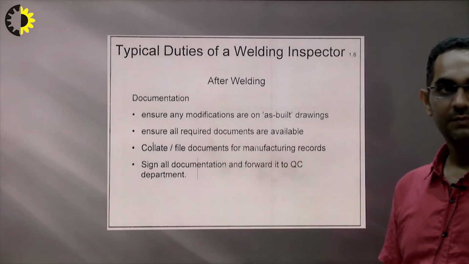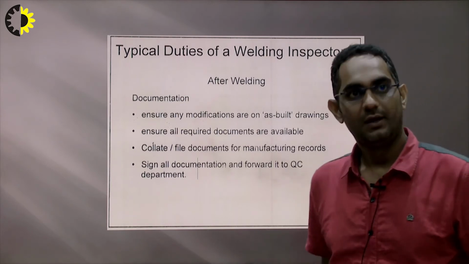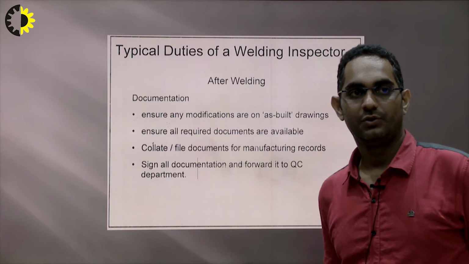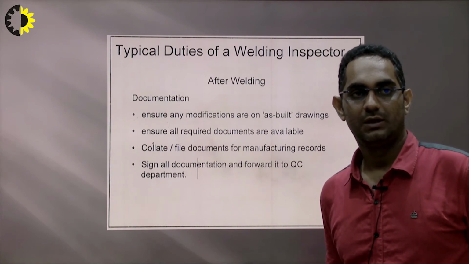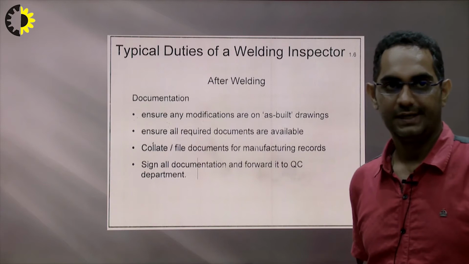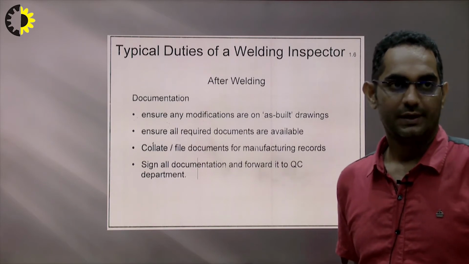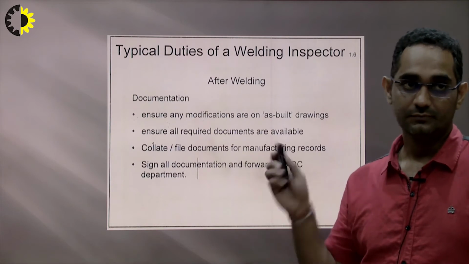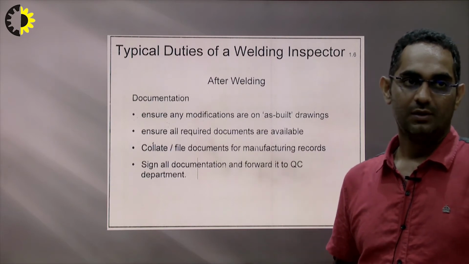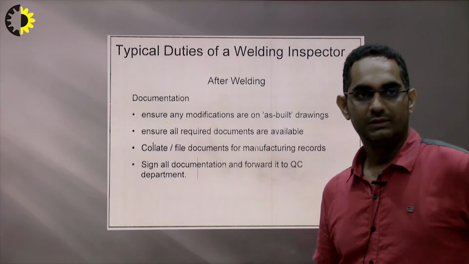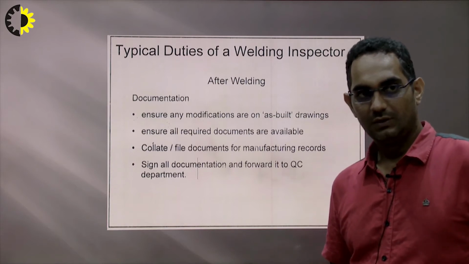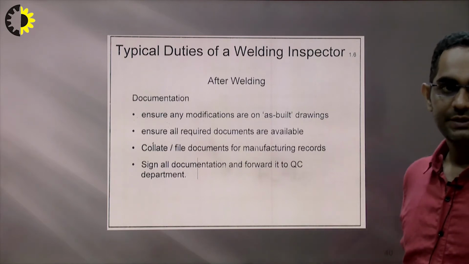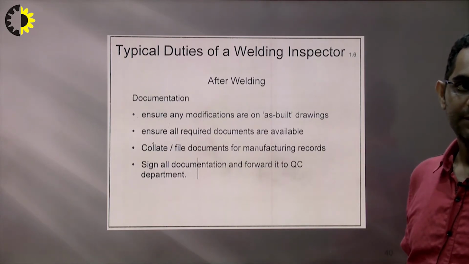Then the typical duties of a weld inspector after welding include documentation: ensure any modifications are shown on as-built drawings, ensure all required documents are available, collate and file documents for manufacturing records, and sign the documentation and forward it to the QC department.